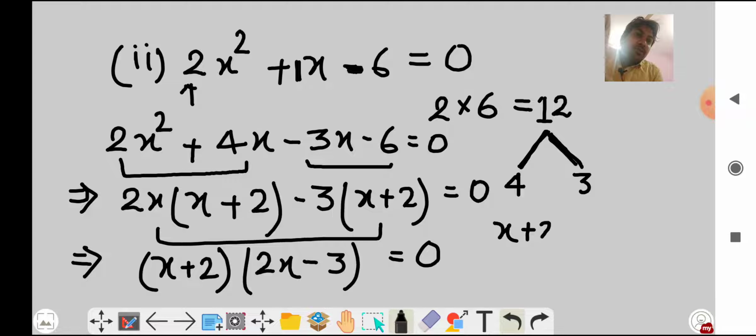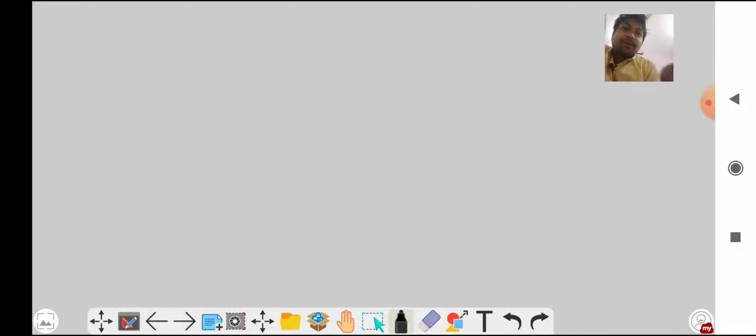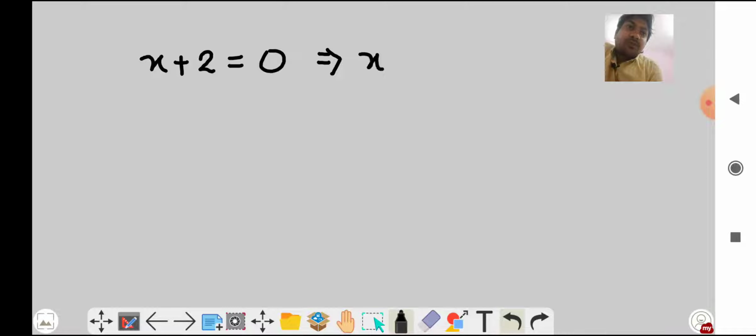X plus 2 is either 0 or 2x minus 3 equals to 0. Is it clear to all guys? Either x plus 2 equals to 0 or 2x minus 3 equals to 0. Is it clear? If x plus 2 equals to 0, then what is x? So x equal to minus 2.